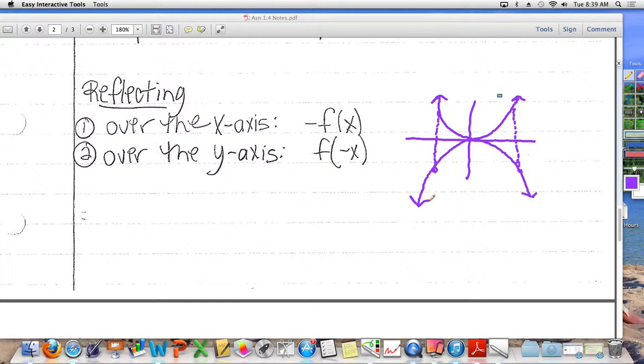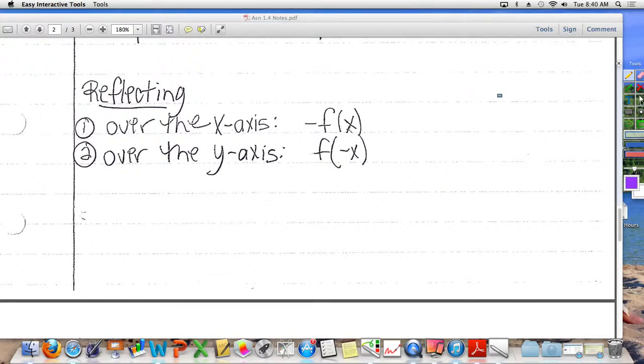And then if you're going to reflect it over the y-axis, you have to take all of the x values and replace them with the opposite of the x values that you already have, and then you will get a reflection over the y-axis. Now in this case, if I reflected my original parabola over the y-axis, the entire thing would flip and it would look exactly the same as it does right now. So this is probably a poor example of that, but we will try an example in just a second.